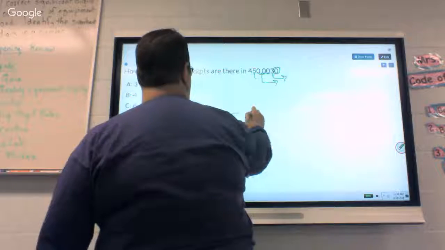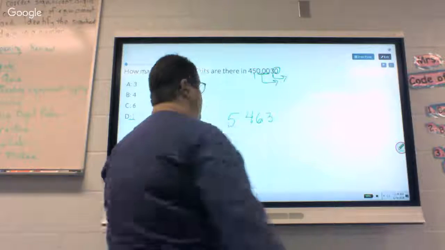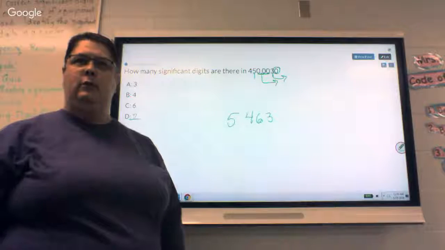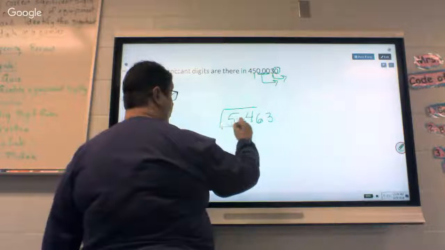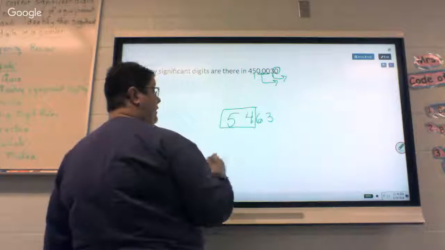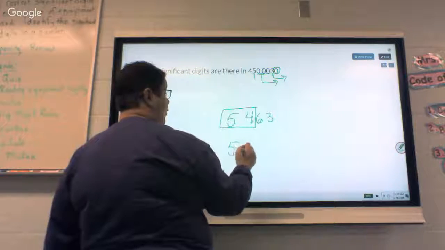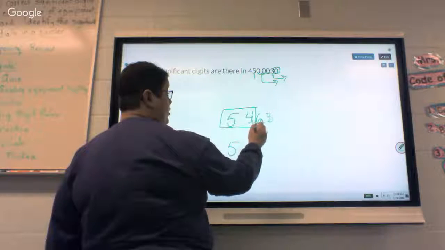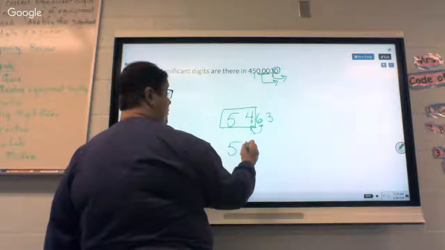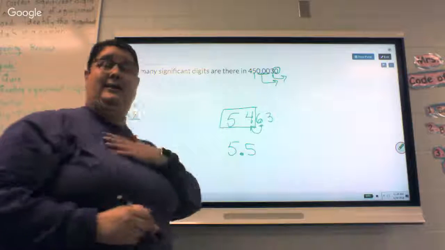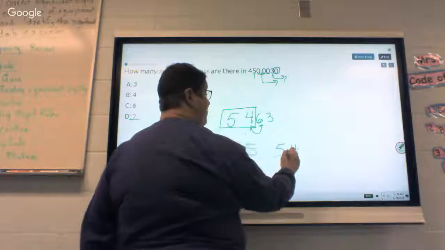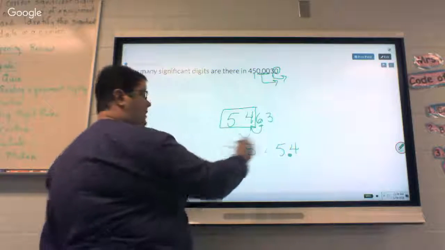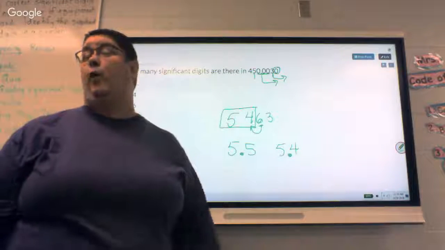If you got 5.463, what are the first 2 significant digits? The 5 and the 4. If you're rounding to 2 significant digits, it should be 5 point what? You should make it 5.4. Although I'll tell you, I'm real lenient. If you left it at 5.4, I am perfectly content because you have 2 significant digits. I will take the answer either way.